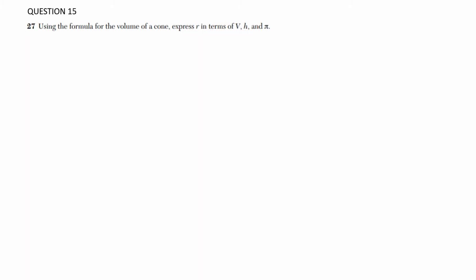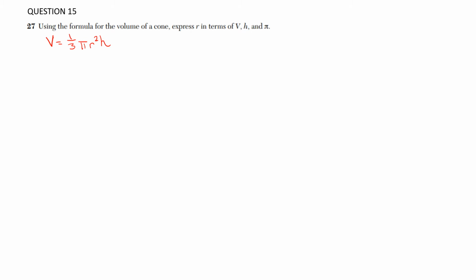So this question asks, using the formula for the volume of a cone, express r in terms of V, h, and pi. Looking at your reference sheet, you actually have to refer to it, unless you already know the formula for the volume of a cone. But the volume is 1/3 pi r squared h. That's the volume of a cone.